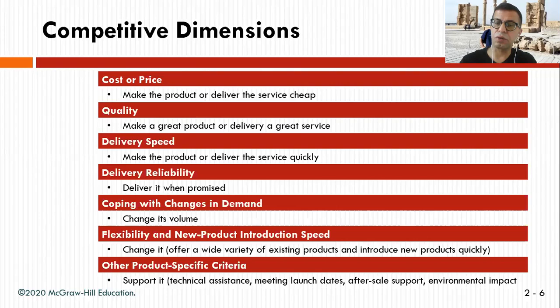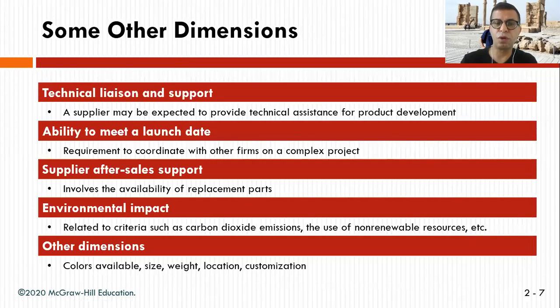Other product-specific criteria: if you're providing a product, you can offer technical assistance, meeting launch dates, something that gives you an edge, sales support, after-sales support, environmental impact, something that gives you an edge over the competition. So these are the issues that you really need to look at for the competitive dimensions. Furthermore, there are others like technical liaison and support. A supplier may be expected to provide technical assistance for a product.